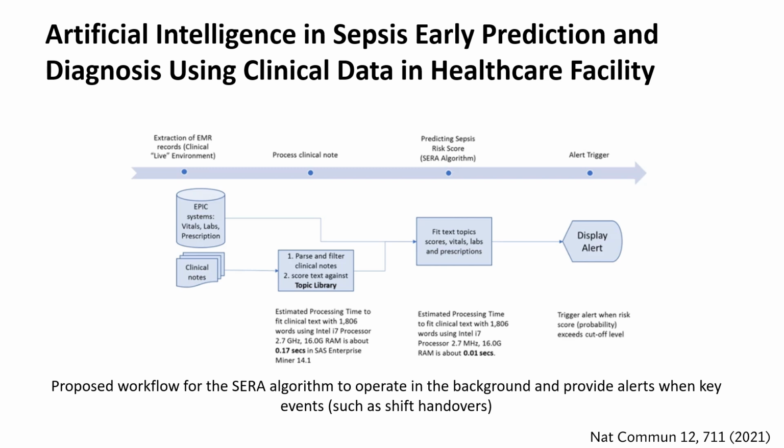So the system proposed a combined workflow integrating the information in Epic in the form of obvious data points like vitals, labs, and then combine that with these background AI models so as to generate trigger alerts at the time of key events. For example, shift change, or in case of any emergent changes in the patient's clinical status, generating an alert in the electronic medical record to alert the physicians to act accordingly.